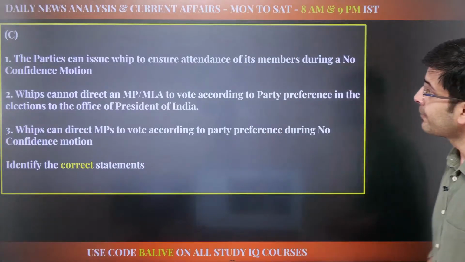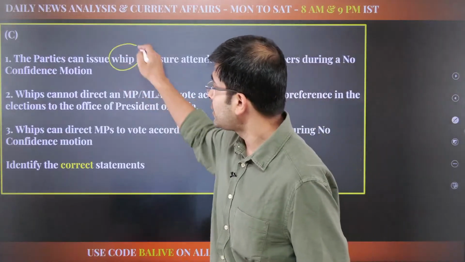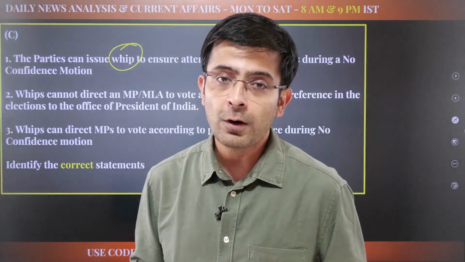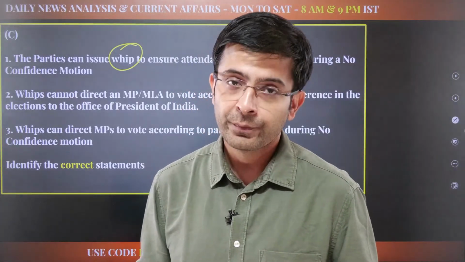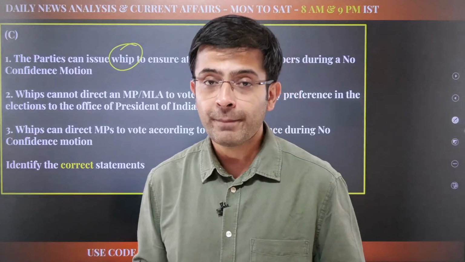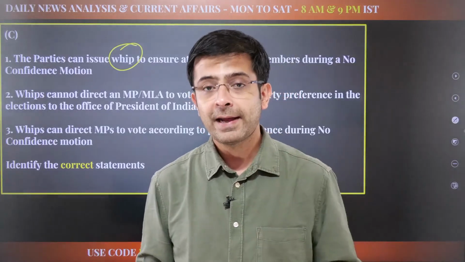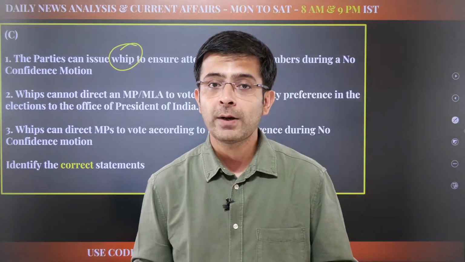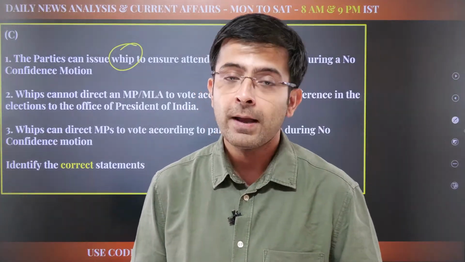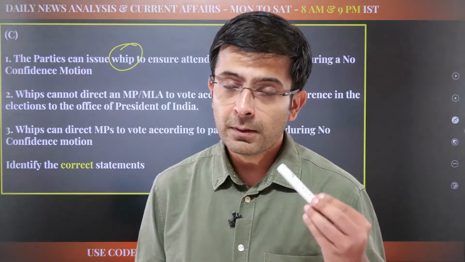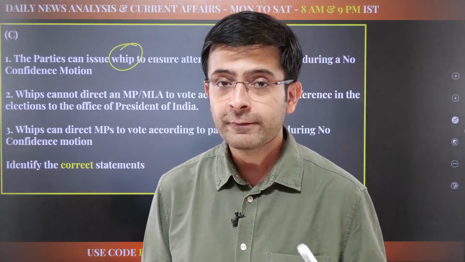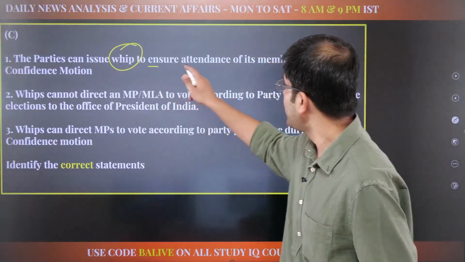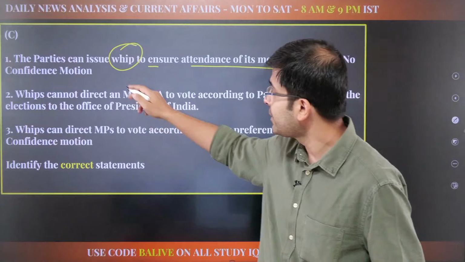Let's move on to C. So we discussed whips also yesterday. Whips, the individual who guides and in fact determines the behavior of his or her party members in the house. All right. So the whip has a lot of binding force on a particular member, except when it comes to the presidential elections. Therein the member votes according to his or her conscience. In all other instances, the advice of the whip or the direction of the whip is binding on the member. All right. So the parties can issue whip to ensure attendance of members during NCM.